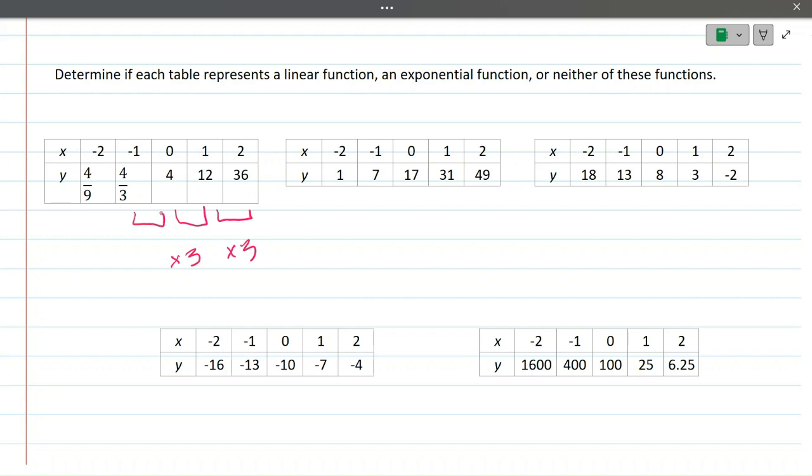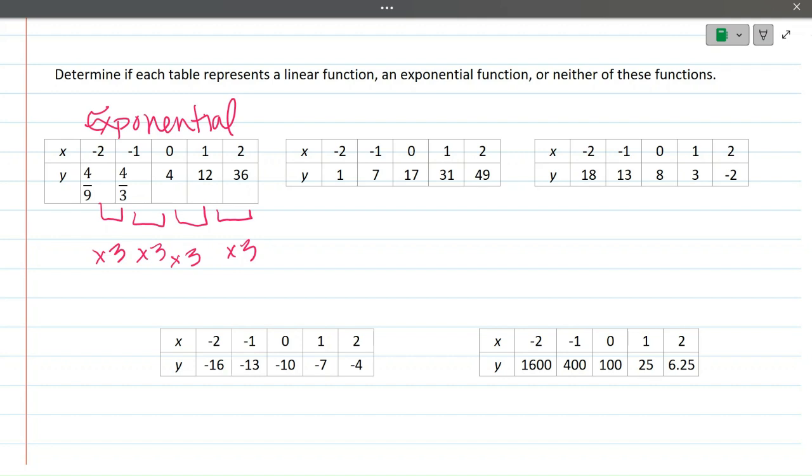So if we look at this one, is 4/3 times 3 equal to 4? It is. And is 4/9 times 3 equal to 4/3? It is. So this table is growing by a factor of 3 every single time. That means this is exponential. So remember, exponential functions, their growth is multiplied, or it grows by a factor.